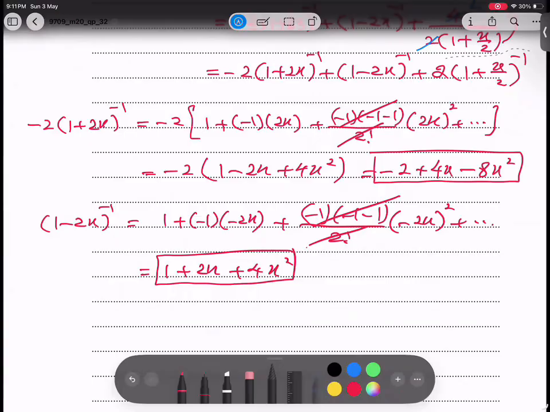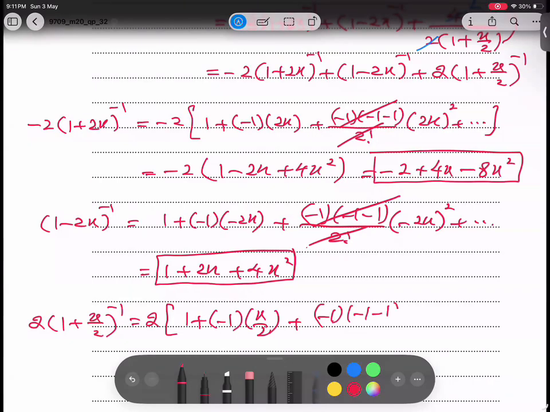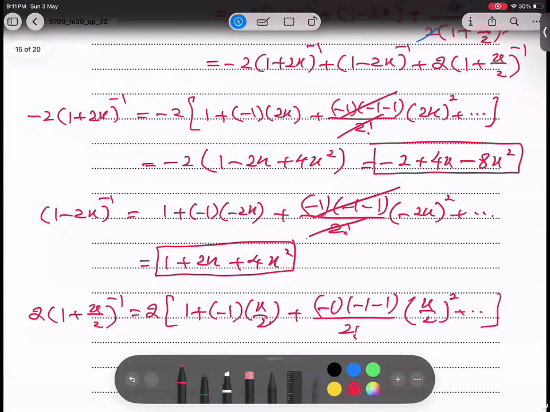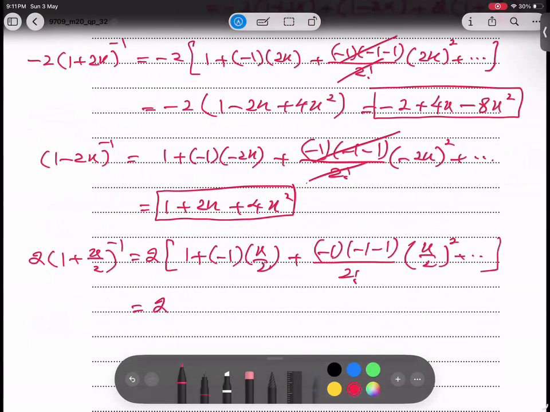so I'm going to take this part. So 2 outside, and 1 plus nb. n is minus 1, b is x over 2. Now n into n minus 1 over 2 factorial into b square. So I'm writing here in the bracket 1 minus x over 2. This cancels out and plus x to power 2 over 4. 2 minus x and plus x square over 2.